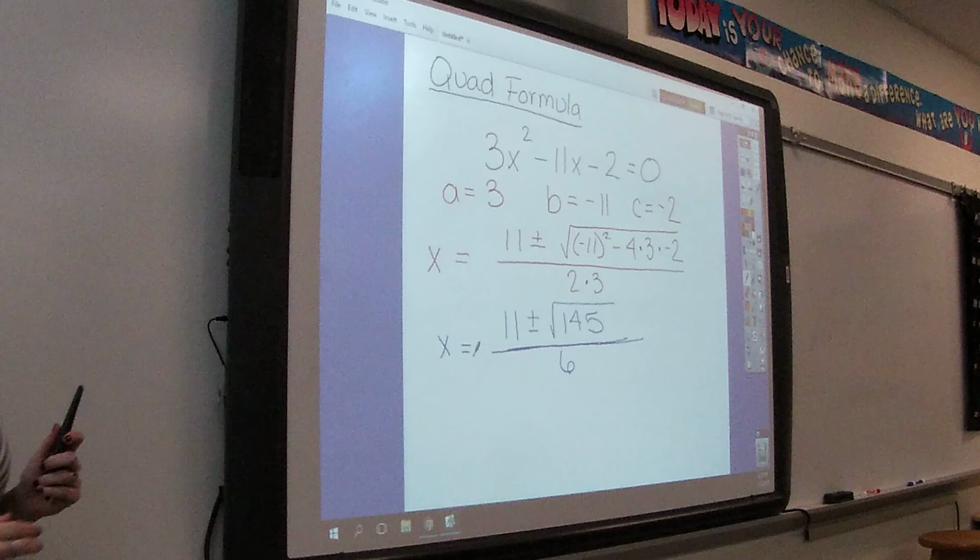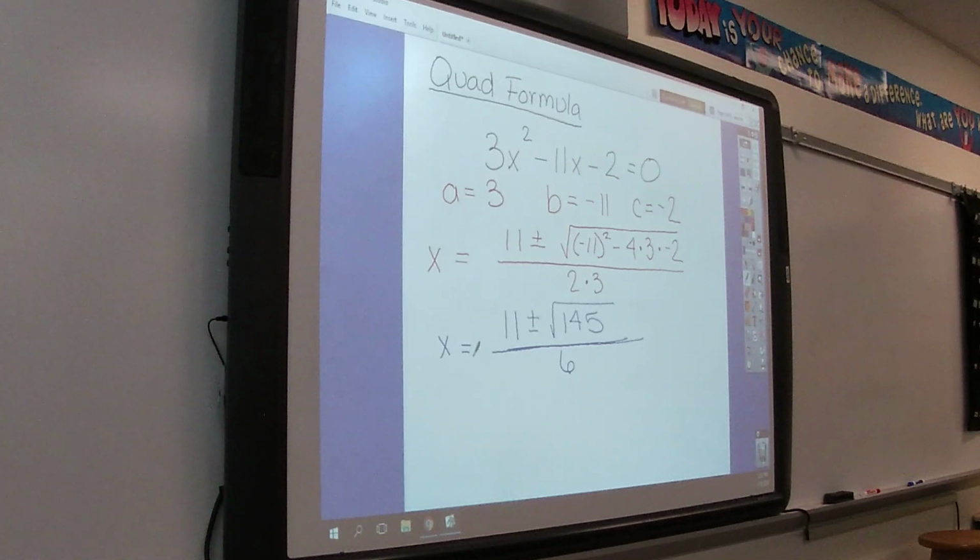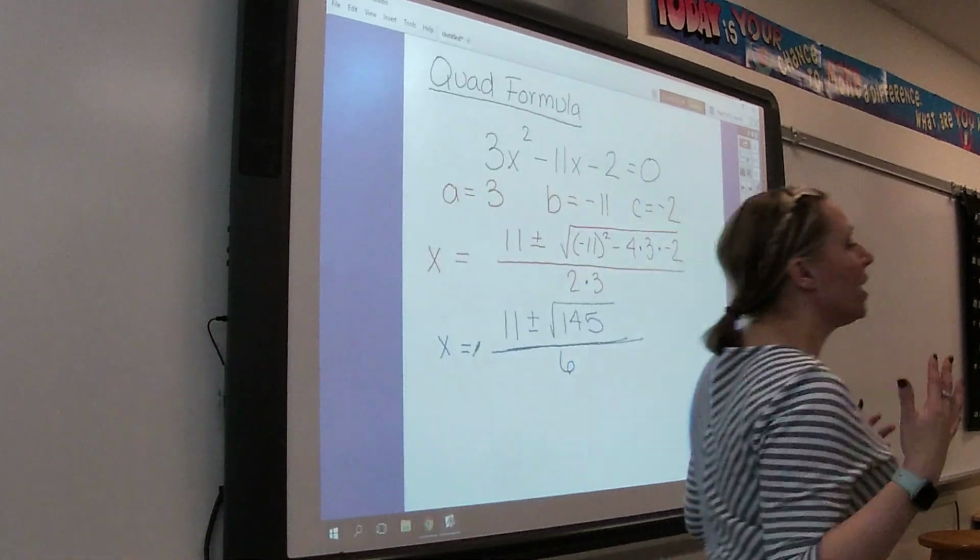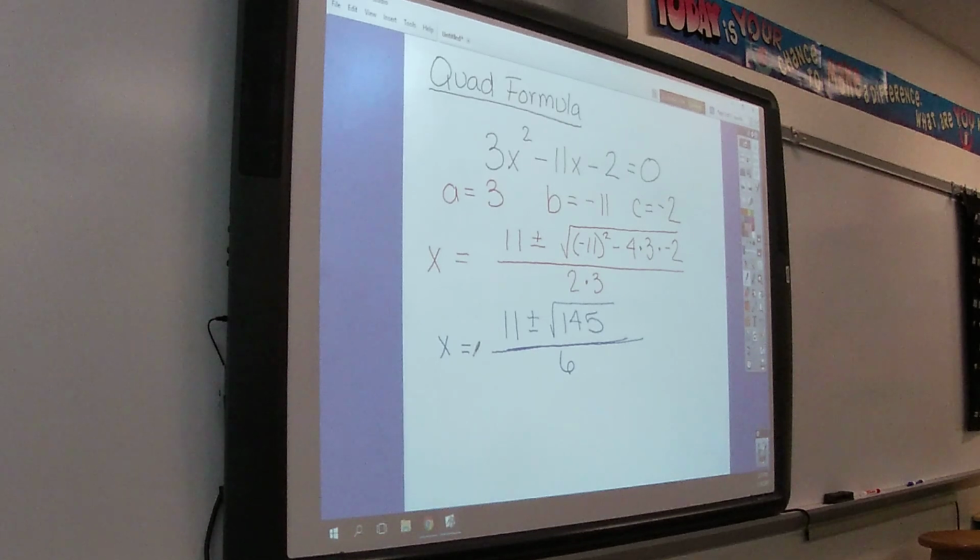Okay, then our next step says to take the square root of 145. So if we use our calculators and we take the square root of 145, what do we get? 12 point 0 4 1, a decimal, because this is an irrational number. It's not a perfect square. We don't want to round. Okay, so since we want an exact answer, our only other option is then to simplify the square root.